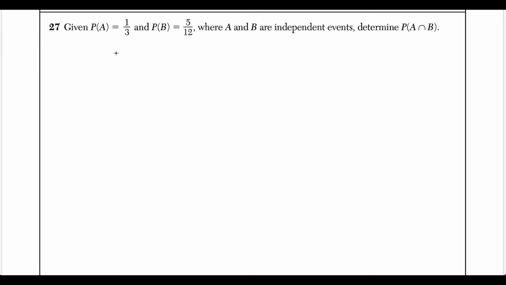Question 27, we have the probability of a is equal to 1/3 and the probability of b is equal to 5 over 12. And we're told that a and b are independent events. And we want to find what is the probability of a and b occurring. So this is the symbol for and. And just know, because they're independent events means the probability of a and b occurring is equal to the probability of a times the probability of b.